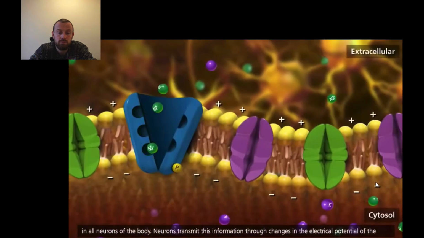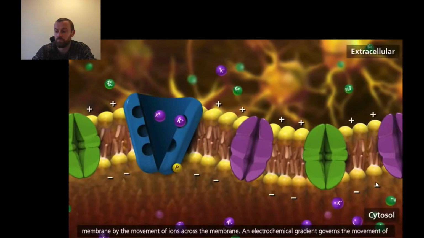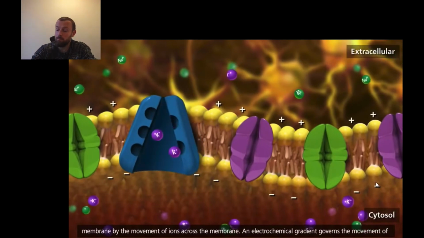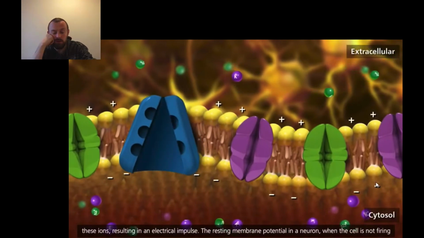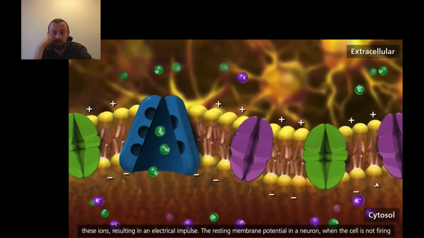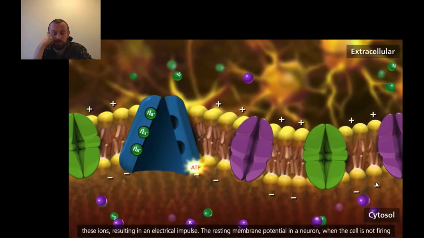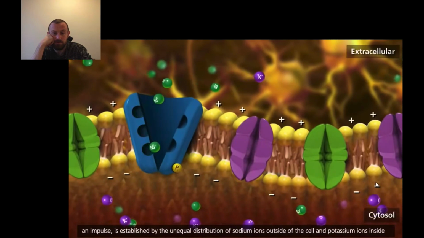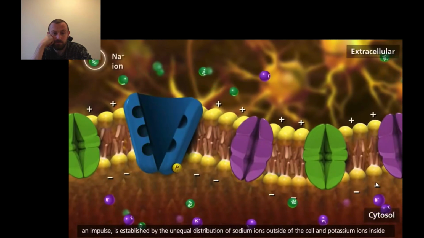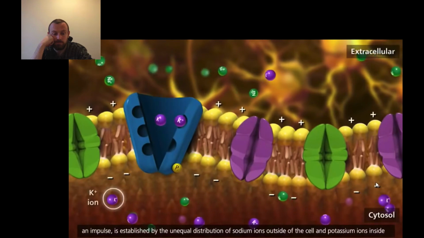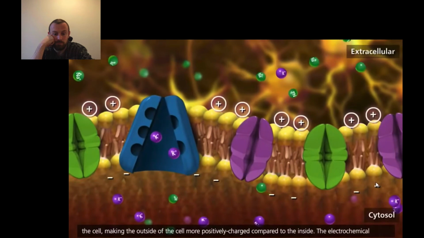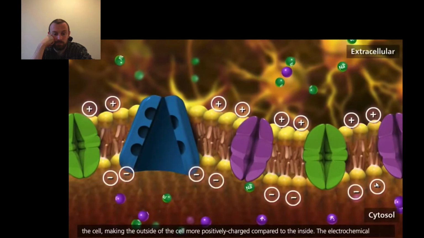Neurons transmit this information through changes in the electrical potential of the membrane by the movement of ions across the membrane. An electrochemical gradient governs the movement of these ions, resulting in an electrical impulse. The resting membrane potential in a neuron, when the cell is not firing an impulse, is established by the unequal distribution of sodium ions outside of the cell and potassium ions inside the cell, making the outside of the cell more positively charged compared to the inside.